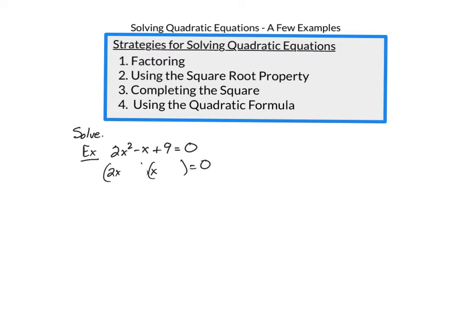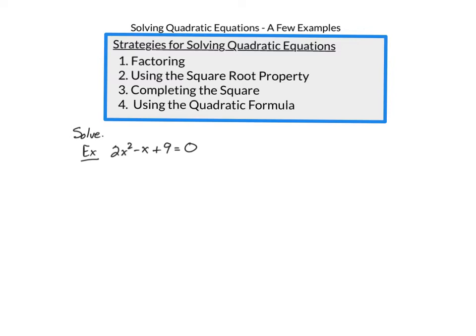Then I consider 9 and 1. Nope, that doesn't work. So then I'll try 1 and 9. Nope, that doesn't work. And I have exhausted the possibilities. But it's worth a try to me to see if factoring works. If it factors quickly, I'll use that strategy. If it doesn't, I move on.